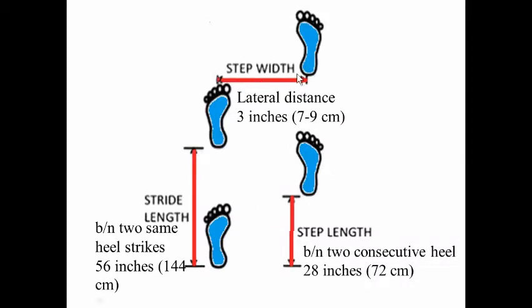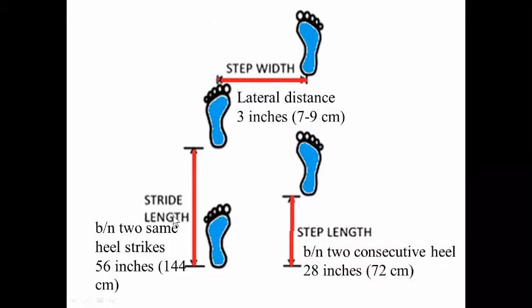What is the step width? It is the lateral distance between the two consecutive heel strikes. We can take the center of the heel and measure the width of the step. It is about 3 inches or 7 to 9 centimeters in a normal individual, whereas the step length is the distance between the two consecutive heels, which is about 28 inches or 72 centimeters in a normal individual.